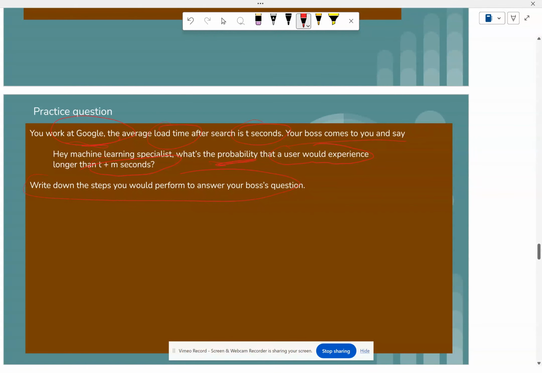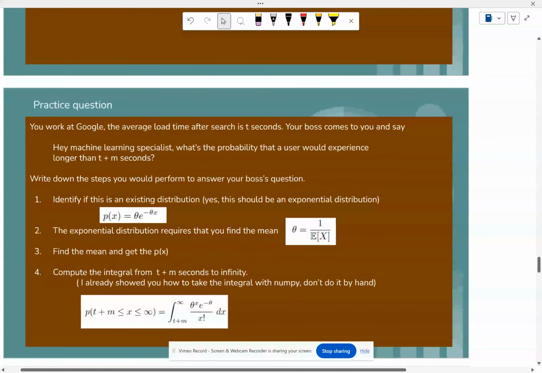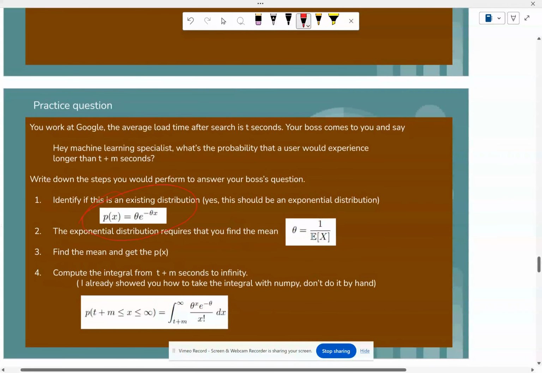So in this case, I hope you recognize that it's talking about time. So it's continuous, and it's more and more unlikely the longer the time is. And therefore, this makes sense to be an exponential distribution. So over here is the exponential distribution.